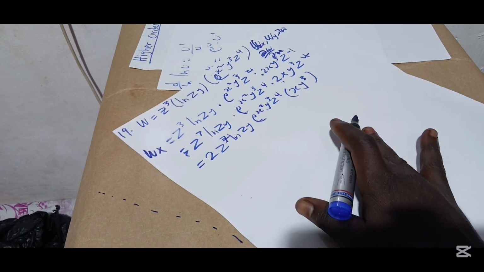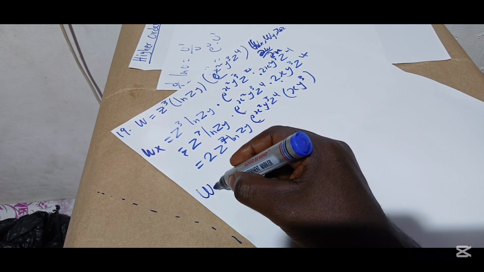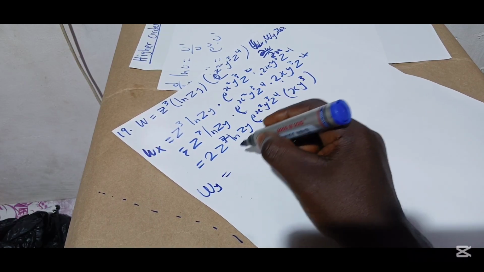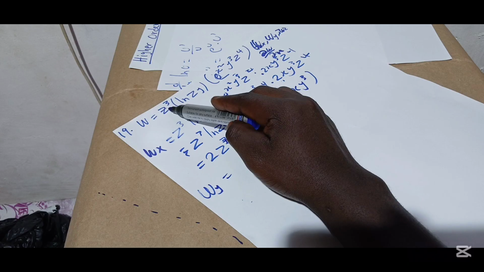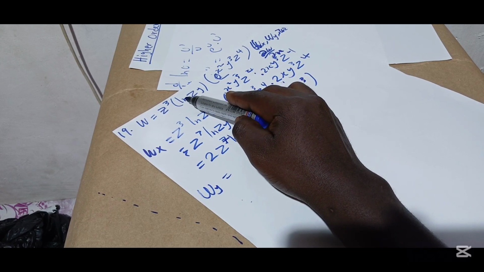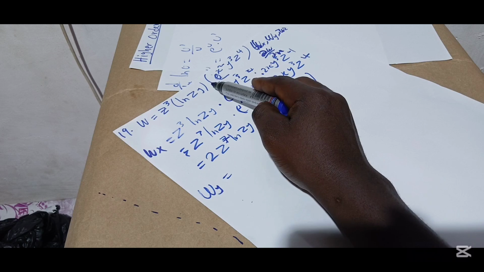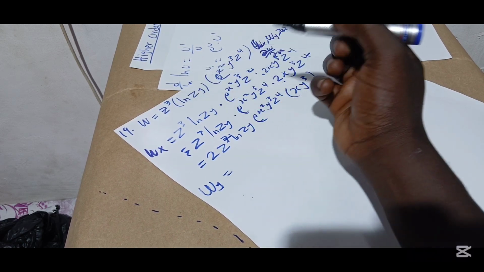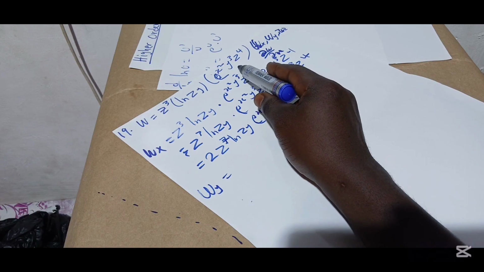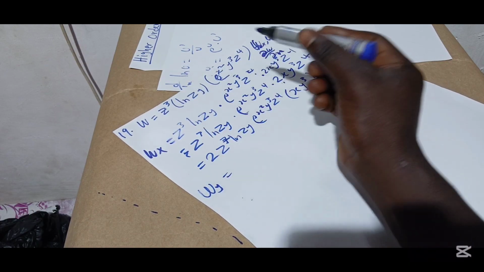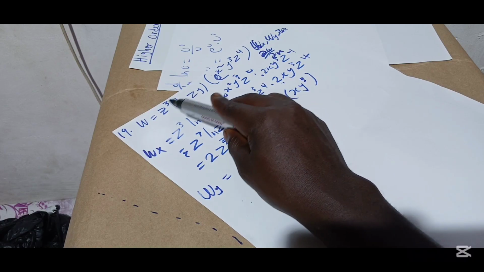We are now done with wx, so let's find wy. For wy, we have 3 terms, but in this case only two of these terms have y terms, so we focus on those, leaving the z there. First of all, we differentiate this, leaving that, and secondly, differentiate this, leaving the rest. So let's start. We are going to differentiate this, leaving the rest.